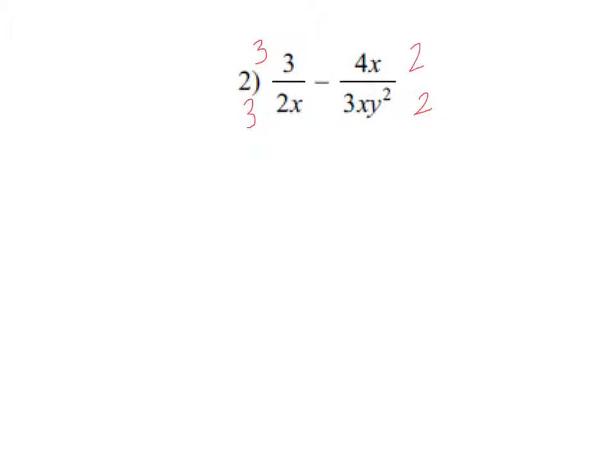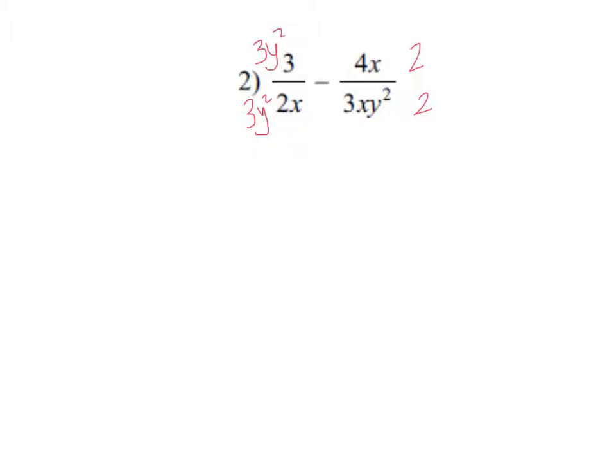And then you've got to work on the variables. Let's start with the x's. This one says that I need to have an x to the first. This one also needs an x to the first. Well, good, they both have it. I don't need to do anything extra. But this one also has a y squared, and this one over here doesn't have any y's. So I need to take it times a y squared.